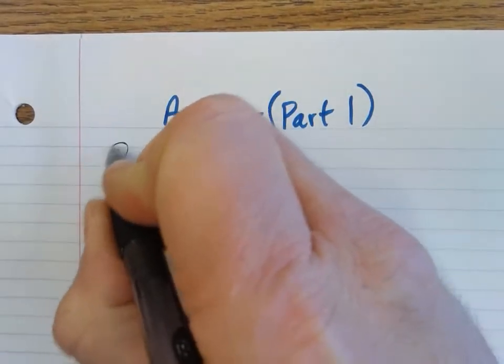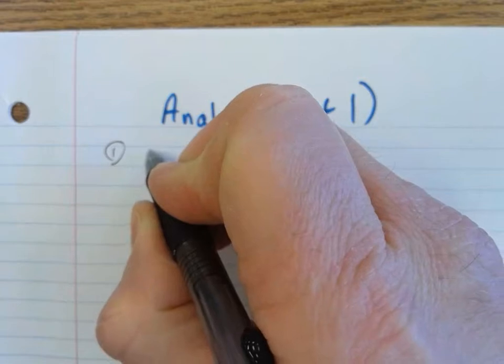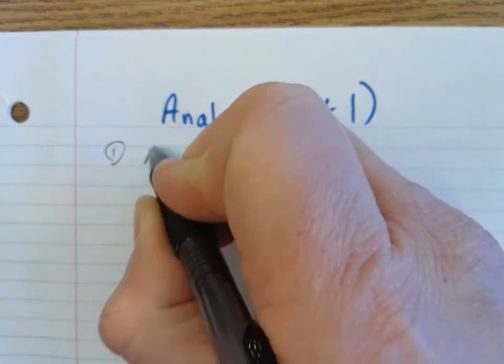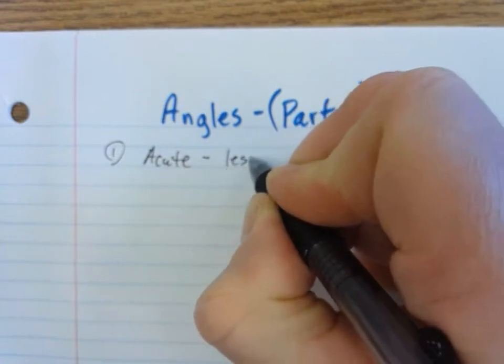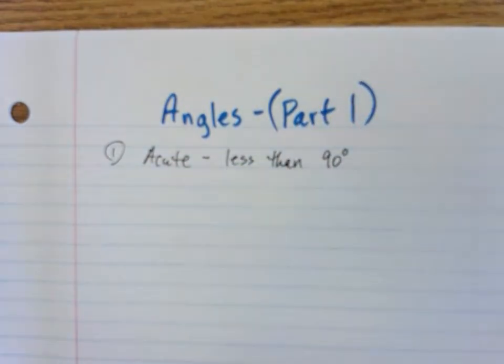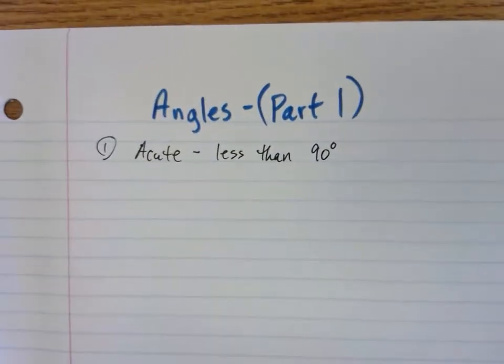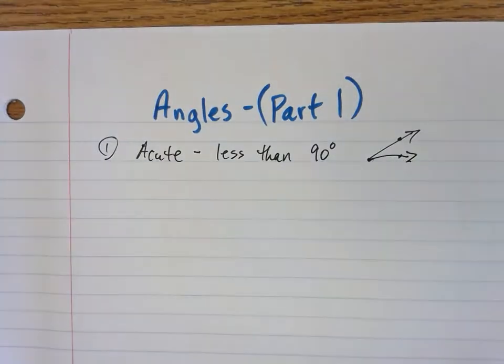So these are the angle basics that you ought to know. We've got the little ones that are called acute, and they are less than 90 degrees. Usually you'll see two rays coming together at that endpoint, and that's going to be something less than 90.